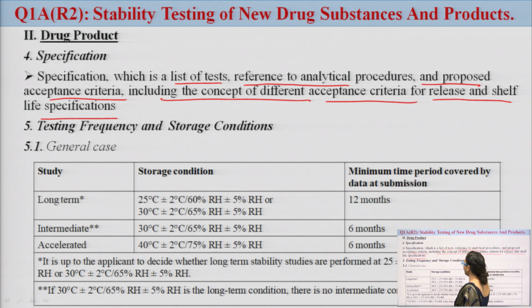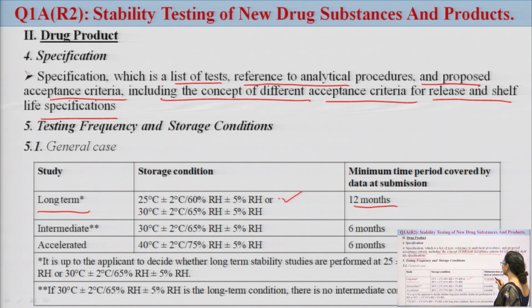So, the testing frequency and storage condition for new drug product is, for long term study we choose 25 degrees Celsius temperature and 60% RH. This study generally covers a minimum time period of 12 months. For intermediate study we select 30 degrees Celsius temperature and 65% RH for 6 months.